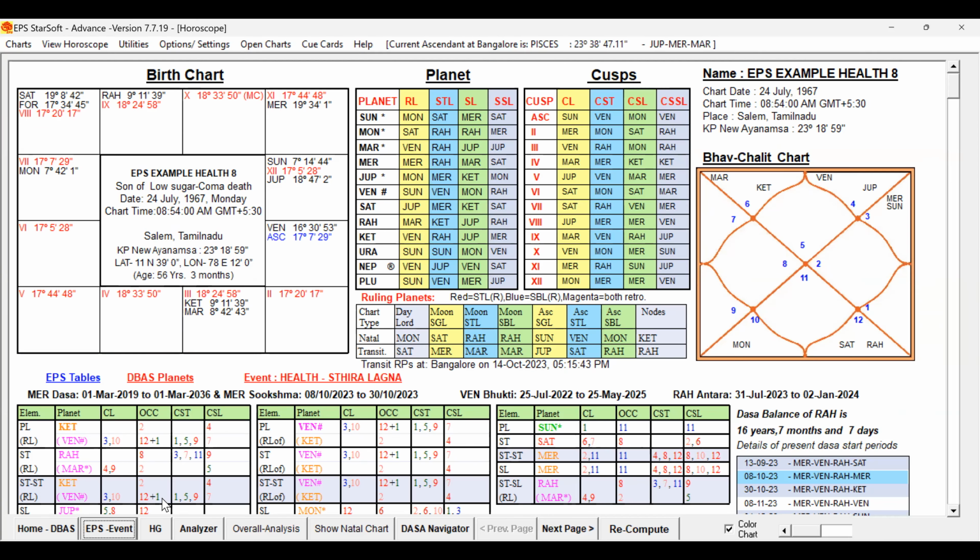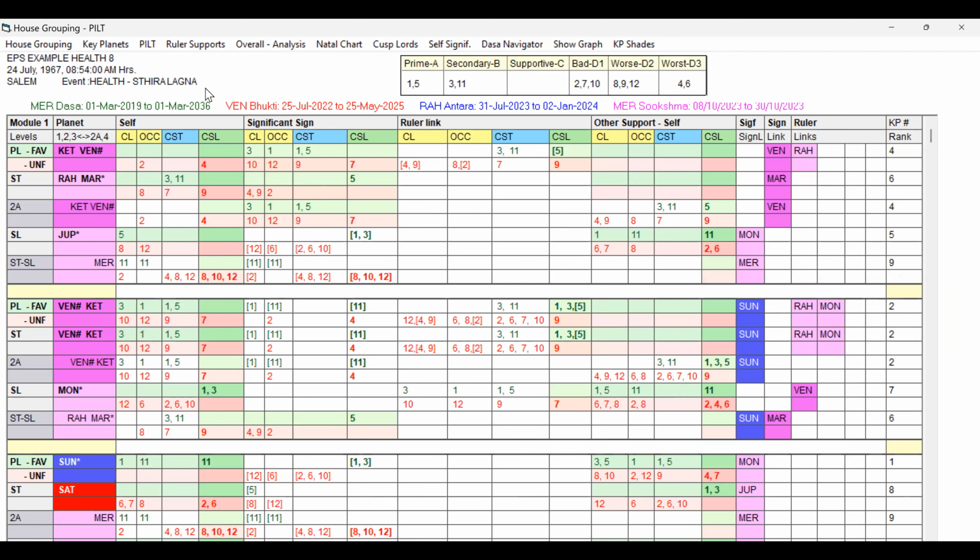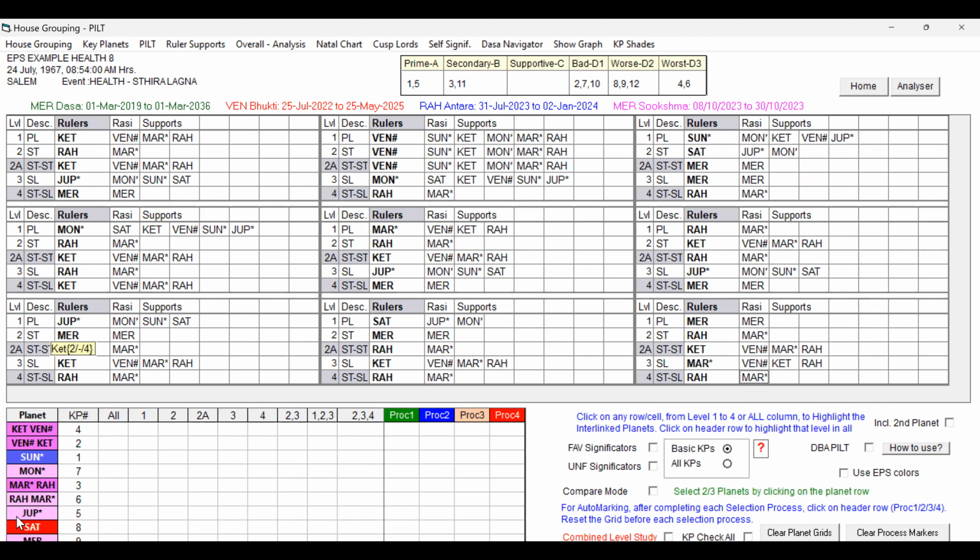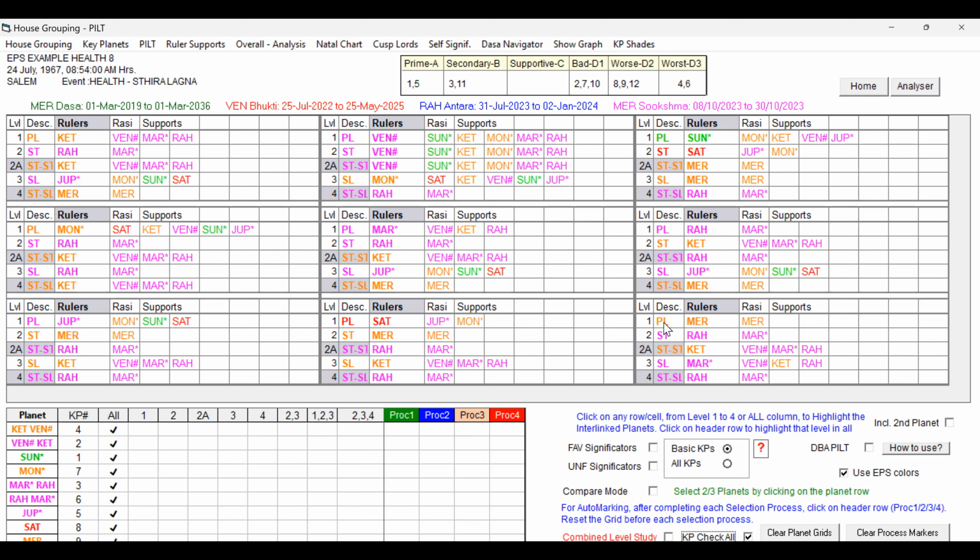The EPS colors we have already given in the previous video for the EPS table analysis. The same colors we will use here in the PILT table. We can also use the key planet shades that the software generates, or we can use the colors which we assigned with our self-signification study in the previous video. So use EPS colors and key planet check all. Now all the planets have got the respective colors.